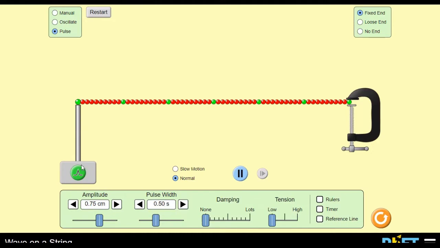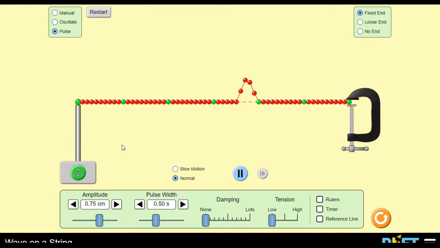When I press this green button, I will have a pulse that comes to the fixed end and it will reflect, but the direction is the opposite. Then it reflects again. Because the end is fixed, the pulse reflects and the direction changes.